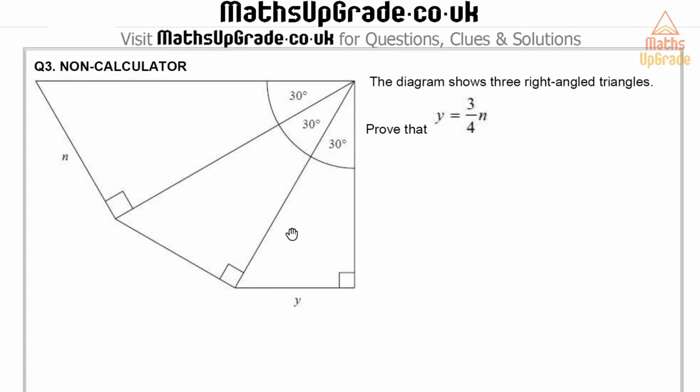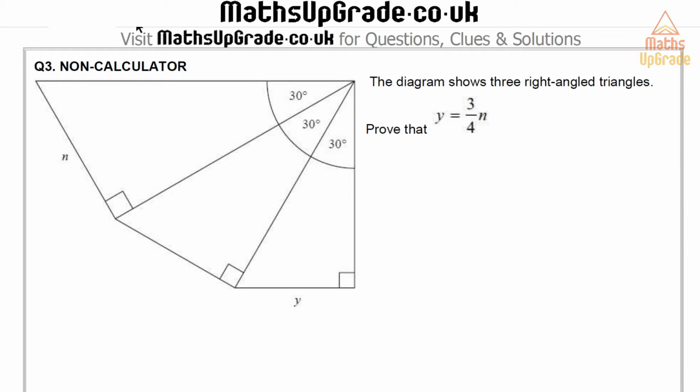Since all the triangles have the same 3 angles in them, these triangles are all similar to one another. I'm also told that this length here is n and the length of this side here is y, so they've been labelled up. I have to prove that y is equal to 3/4 of n.